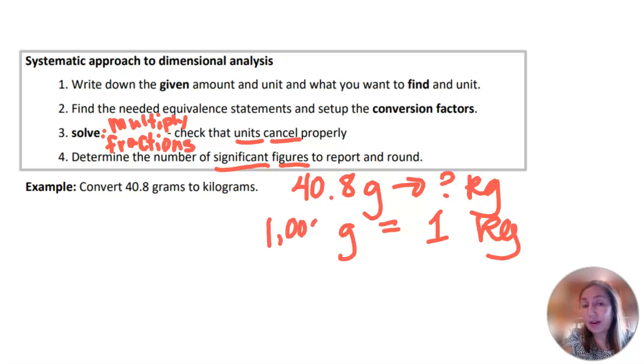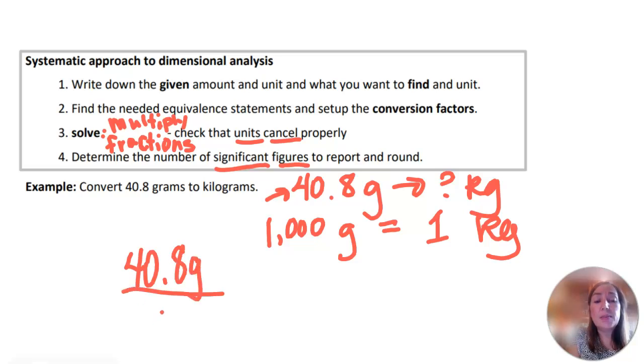Hopefully you said 1,000. Okay, so we're going to first write down our known. So we write 40.8 grams and we put it over 1, so we don't put anything else there. That's kind of like a placeholder. Any number over 1 is still the number.